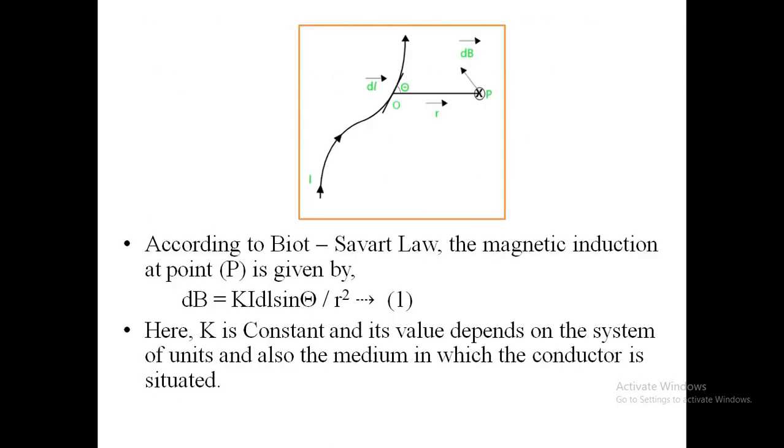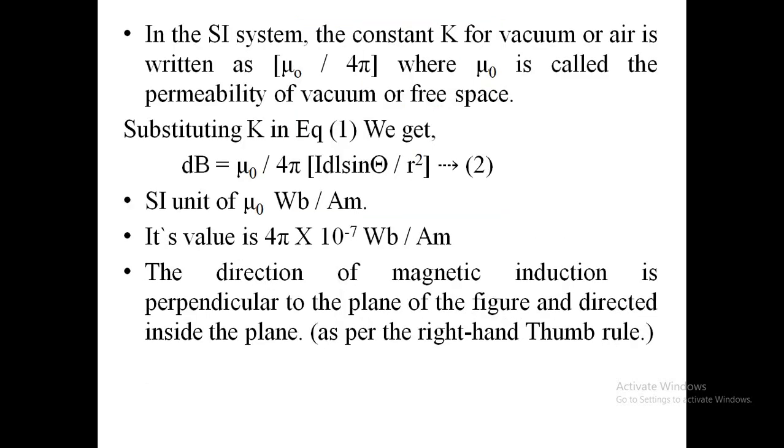of the current. According to Biot Savart Law, the magnetic induction at point P is given by dB is equal to K i dl sin theta by r square, where K is a constant and its value depends on the system of units and also the medium in which the conductor is situated. In the SI system, the constant K for vacuum or air is written as mu naught by 4 pi, where mu naught is called the permeability of vacuum or free space.